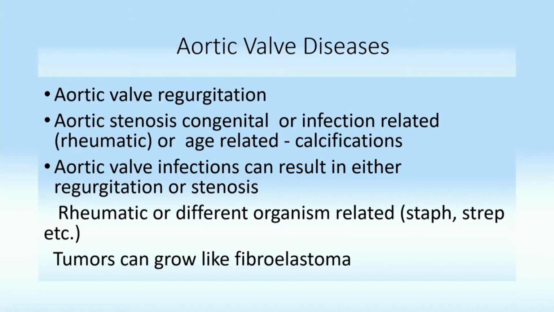Maybe a little bit later, someone has an infective endocarditis, and that actually predisposes them to have an aortic stenosis. Rheumatic or different organisms can also do that. Staphylococcus is one of the most common, streptococcus, and so on. The tumors can also grow, unfortunately, on the aortic valve, and the most common tumor we find is the fibroelastoma.